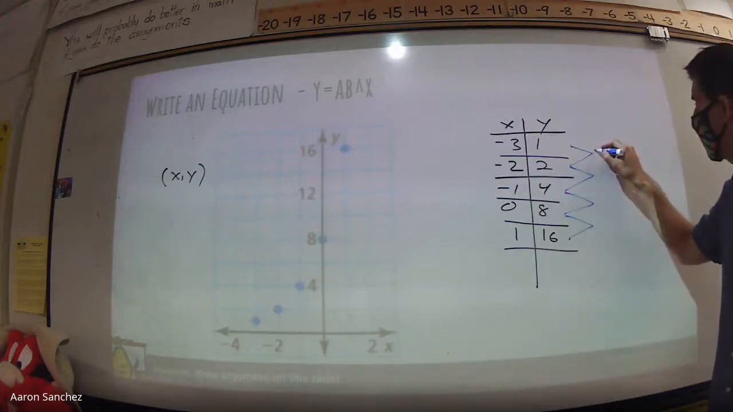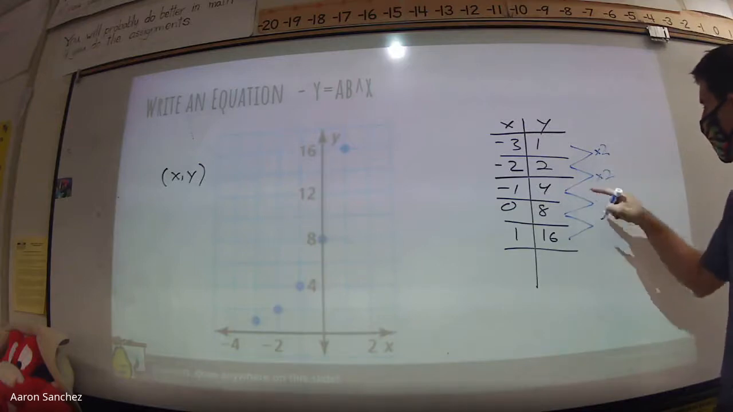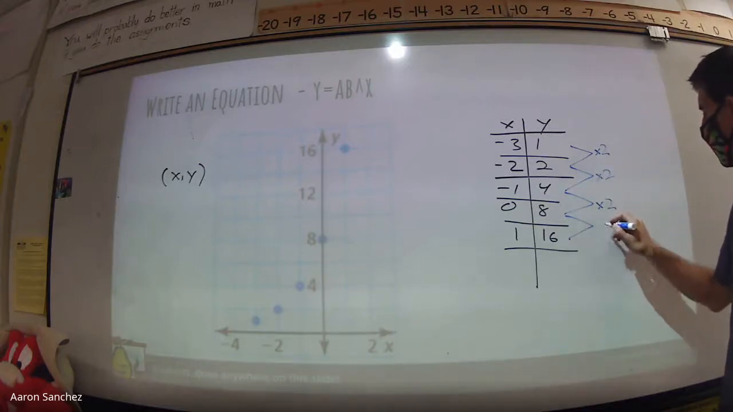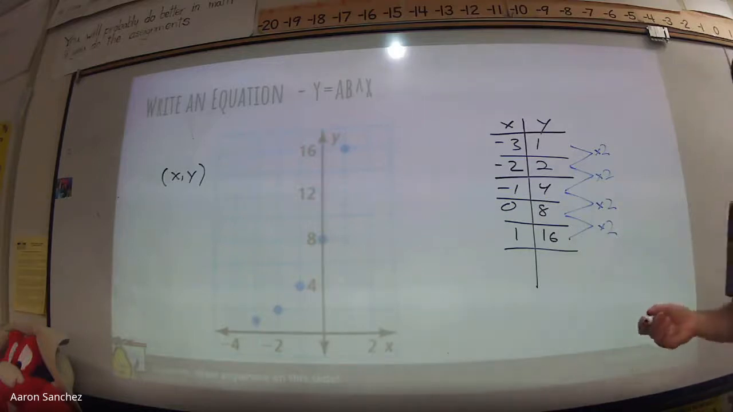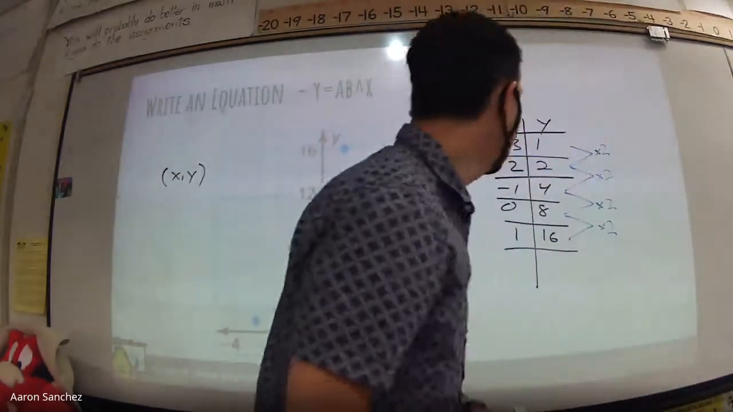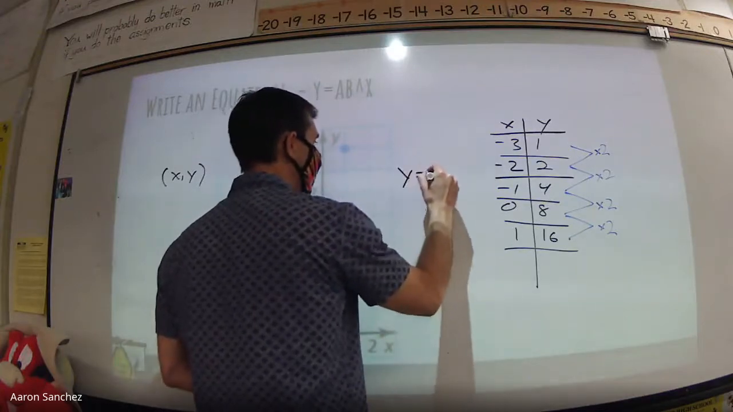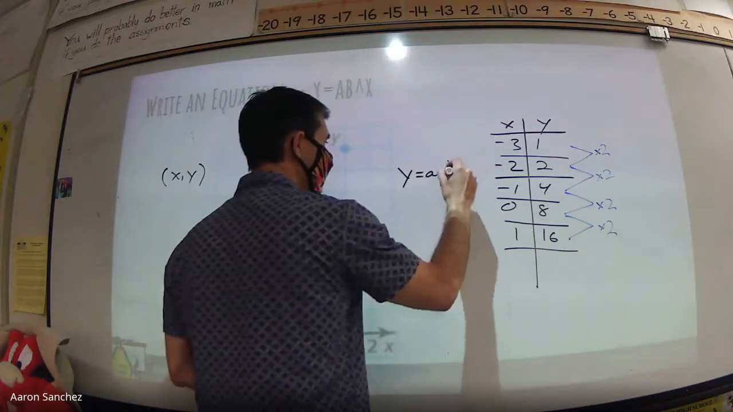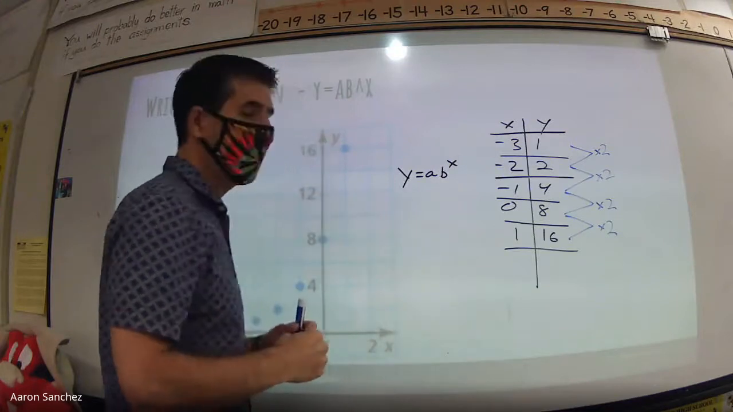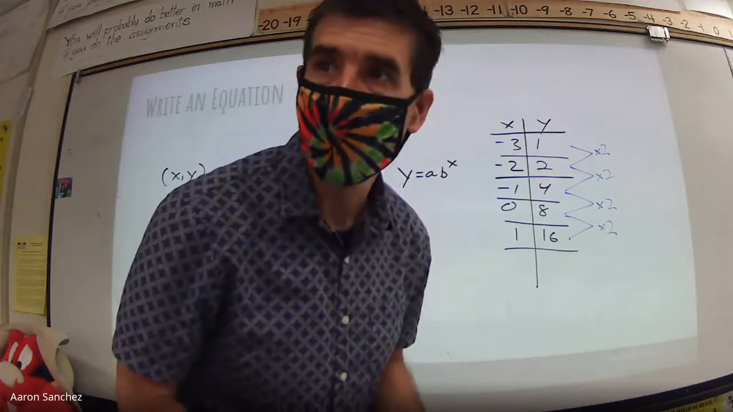So I go 1 times 2 is 2, 2 times 2 is 4, 4 times 2 is 8, 8 times 2 is 16. Exponential, right? So, remember, let's write our equation right here. It's going to be y equals a b to the x. Remember, what is my A and what is my B? This is what we talked about yesterday.